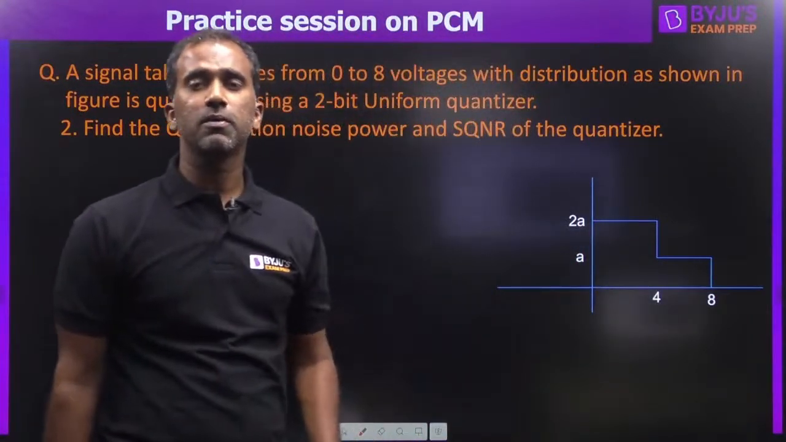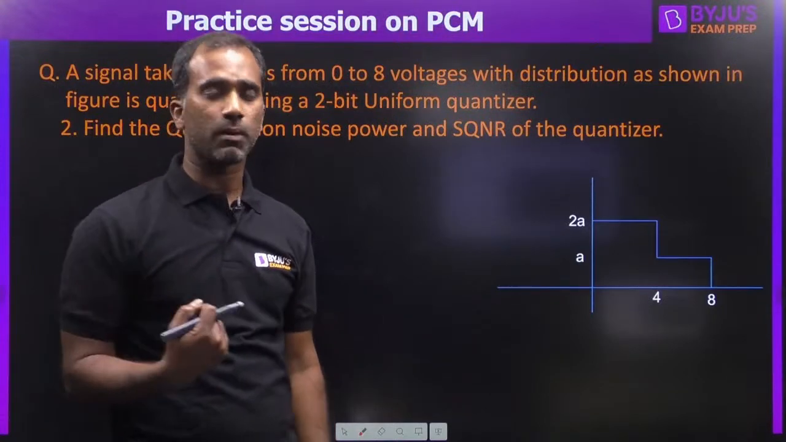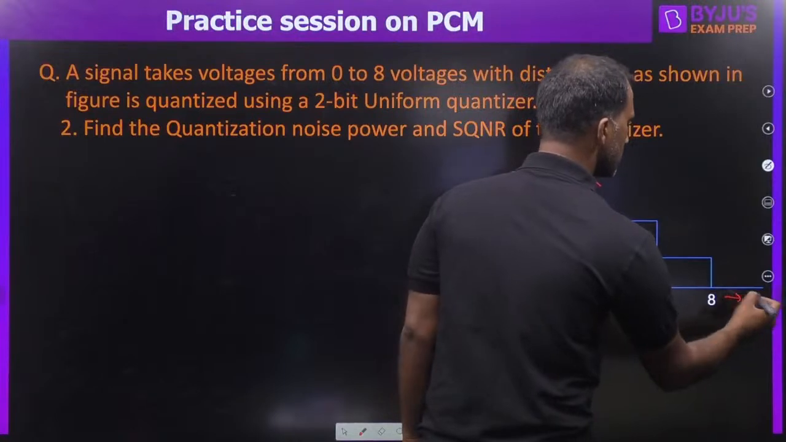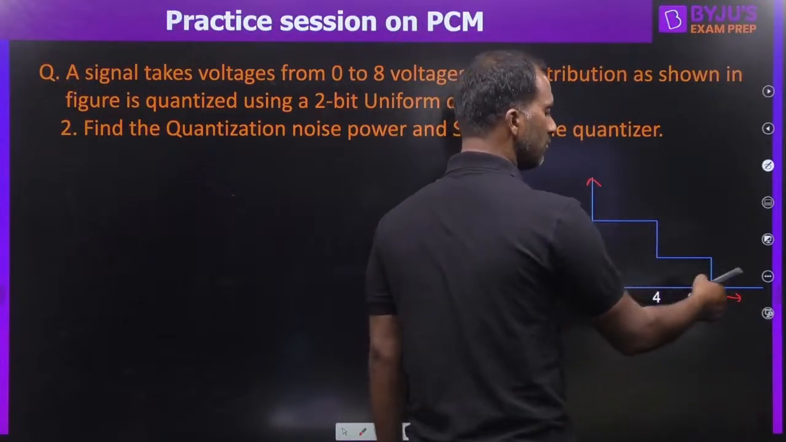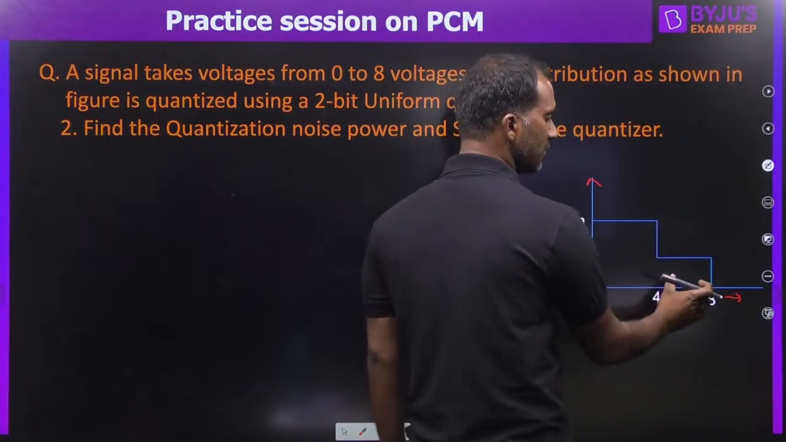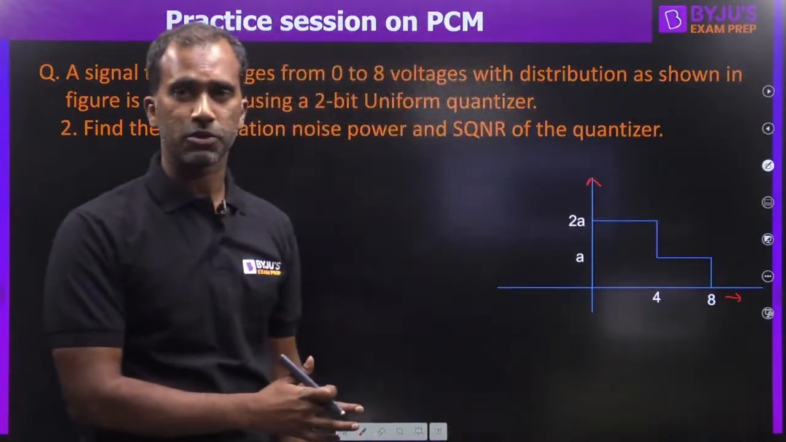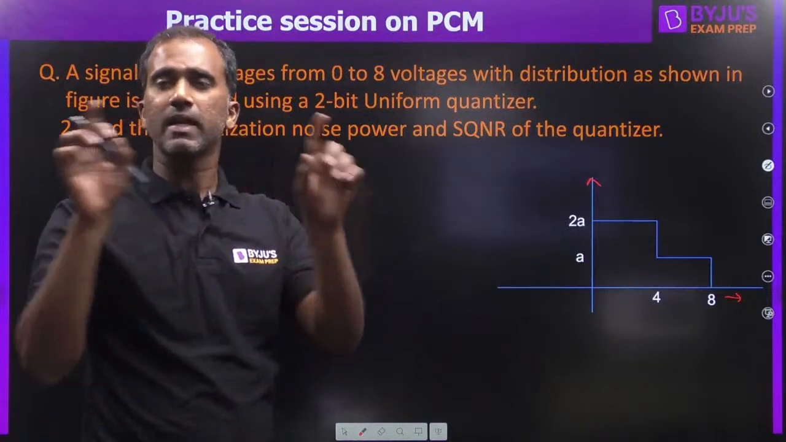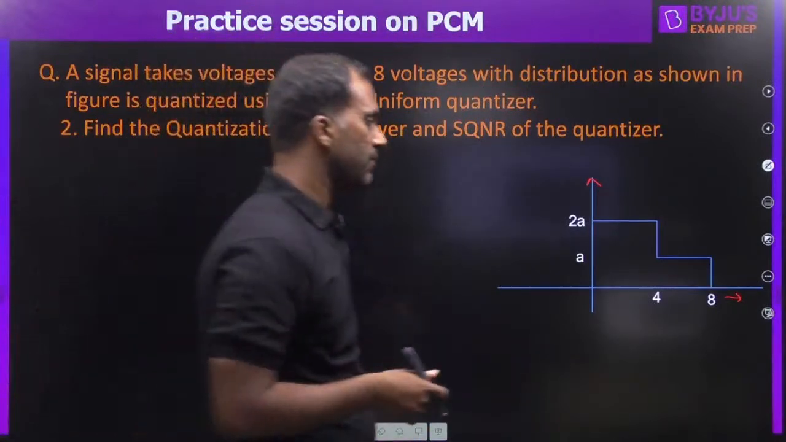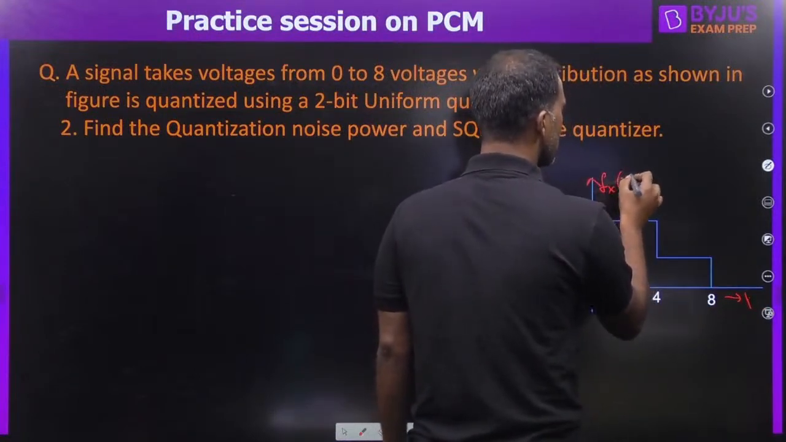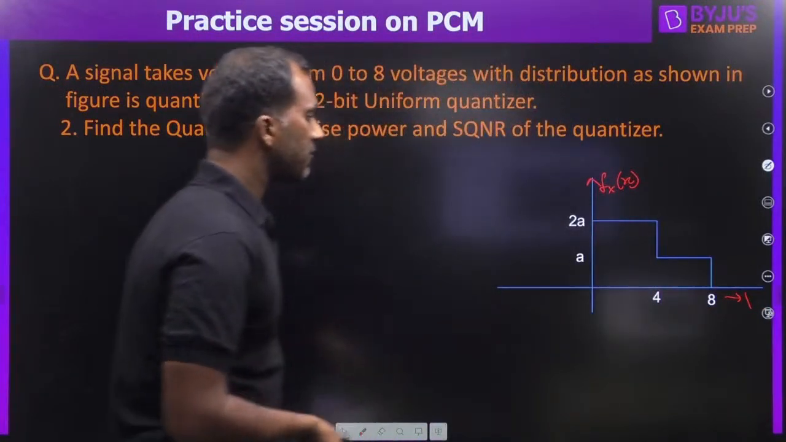Uniform means whatever voltages it takes, it should be with equal probability. Here from 0 to 4 volts, it is taking equal probability. 4 to 8, it is taking some other probability, but for these voltages, 4 to 8, it is taking equal probability. This is not called a uniform probability density function. It should have a rectangular shape. So the PDF of x is given.